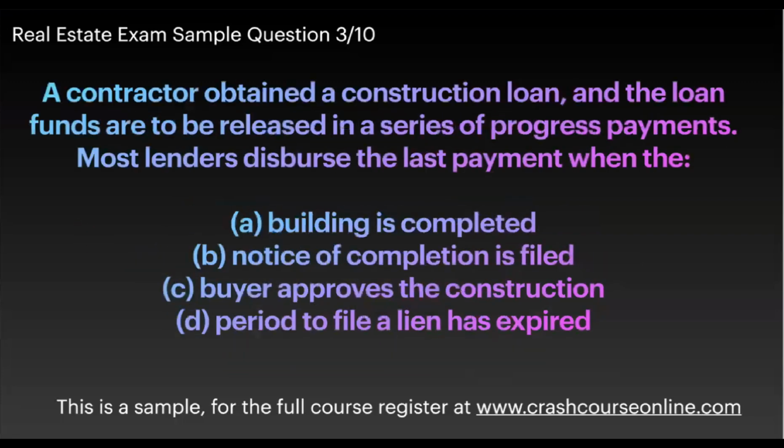Question 3 says, a contractor obtained a construction loan, like a loan to build, and the loan funds are to be released in a series of progress payments. Most lenders disperse the last payment when what?